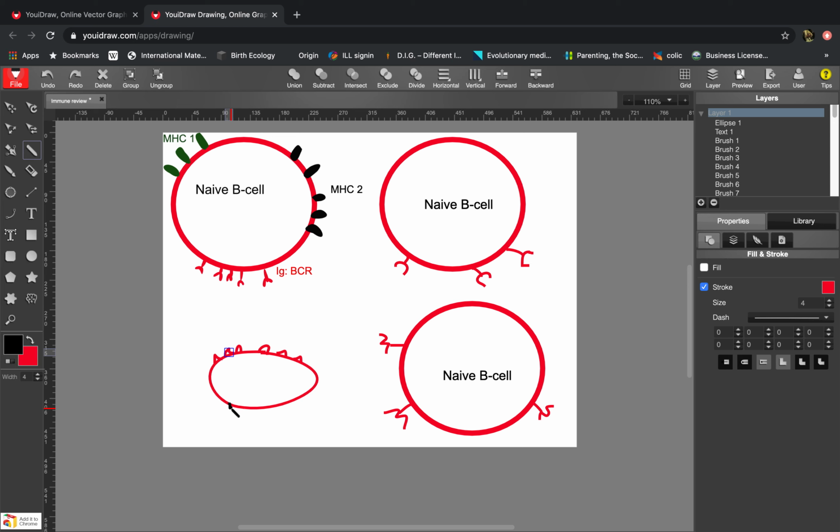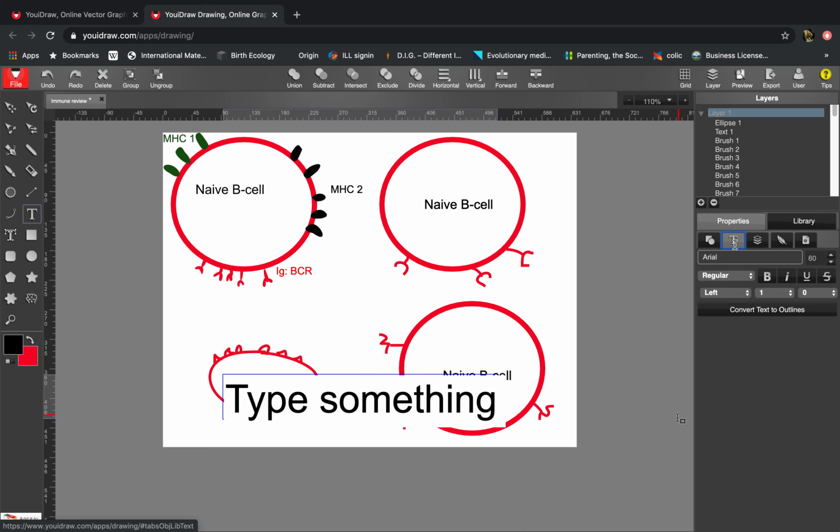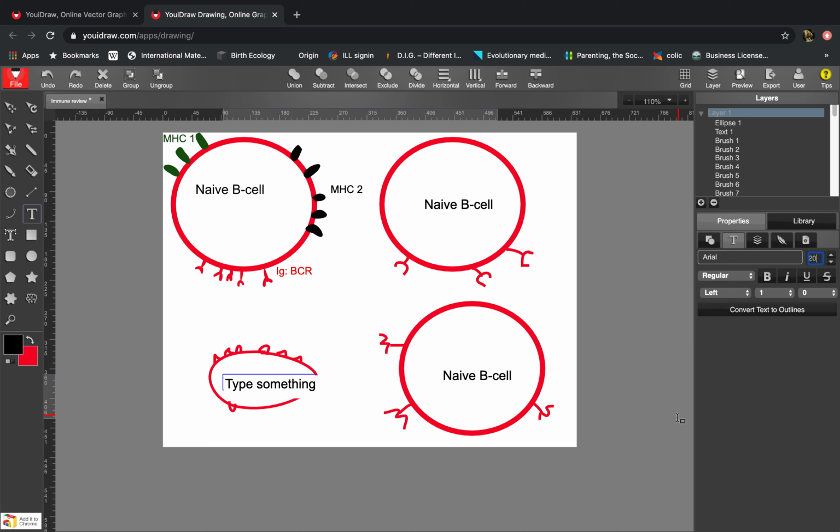So these are going to be found across the surface of this pathogen, and I'll just write in the center here. This always shows up as 60 font when it should be smaller. Okay, so this is the pathogen. Now this B cell receptor is capable of binding to this pathogen.